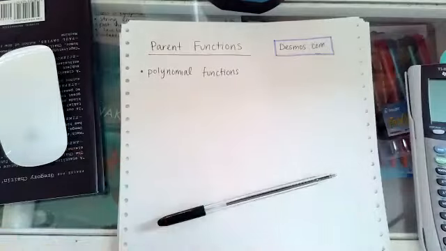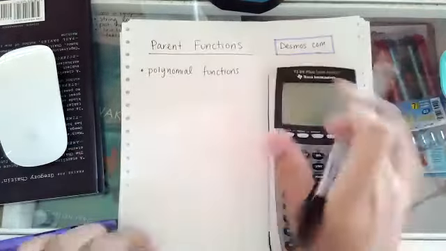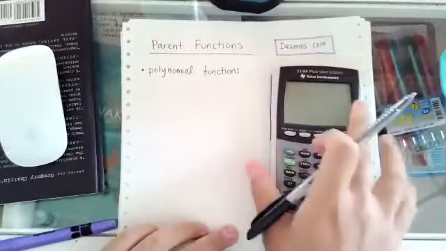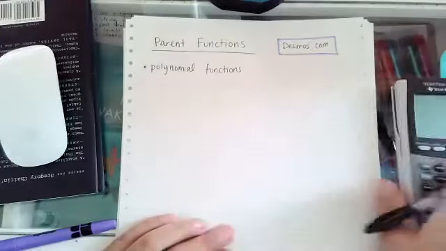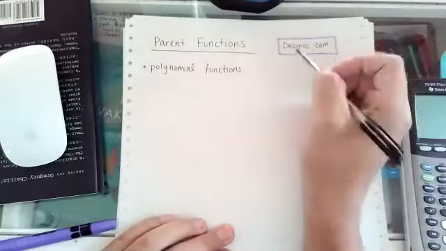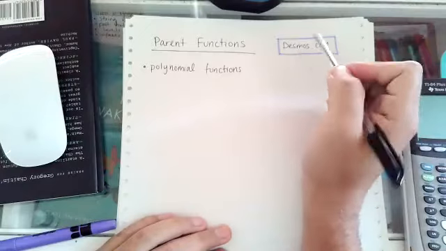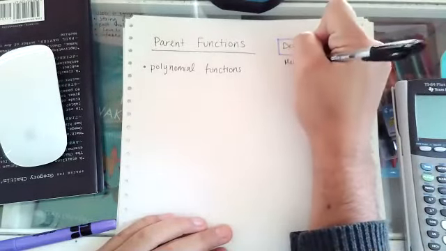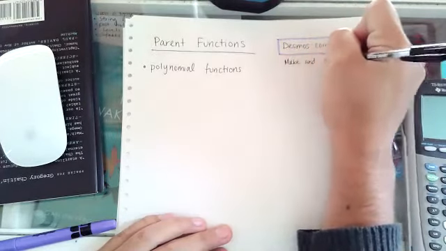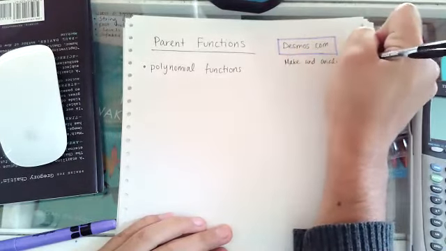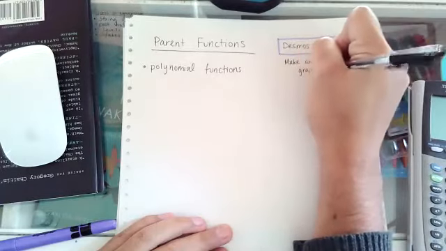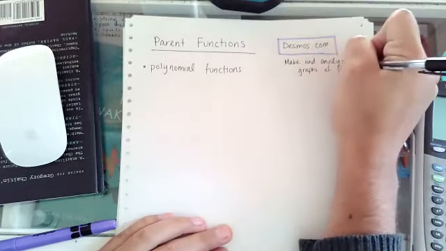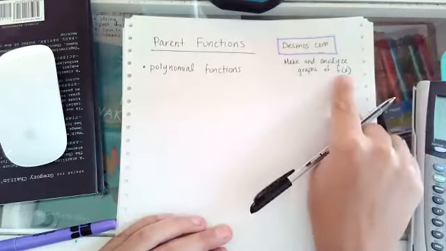Now, because I know that we don't all have a TI-84 or some sort of TI instrument where you have a graphing utility, Desmos.com is going to be your best friend. You're going to need to use this on the homework so that you can make all of your graphs. Make and analyze graphs of functions. I'm going to put f of x to abbreviate functions.